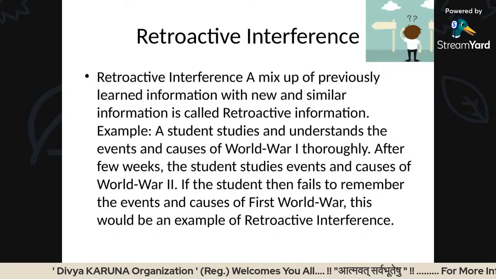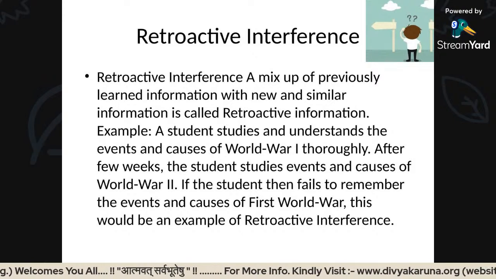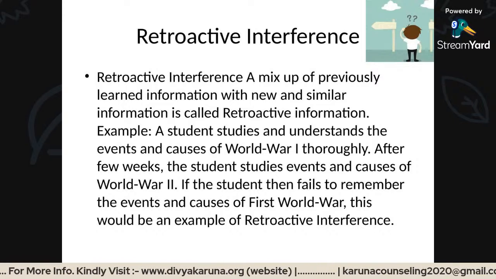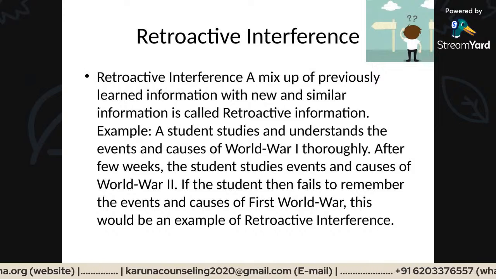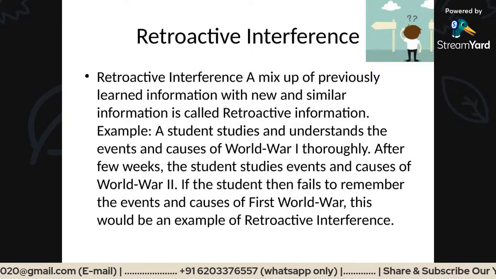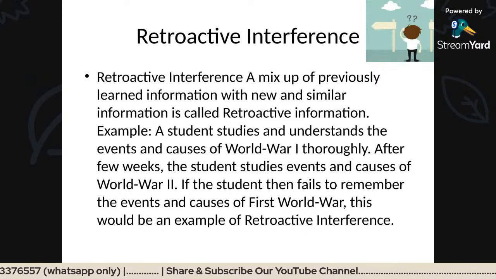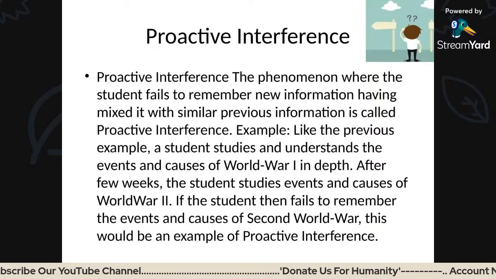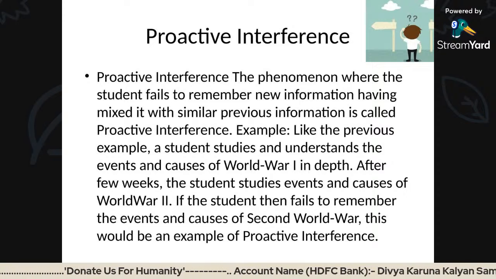It's called retroactive interference. For example, a student studies and understands the events and causes of World War One thoroughly. After a few weeks, the student studies the events and causes of World War Two. If the student then fails to remember the events and the causes of World War One, this would be an example of retroactive interference.